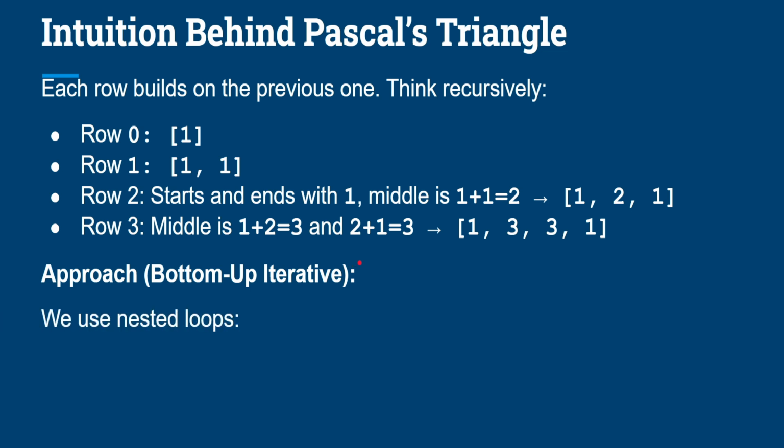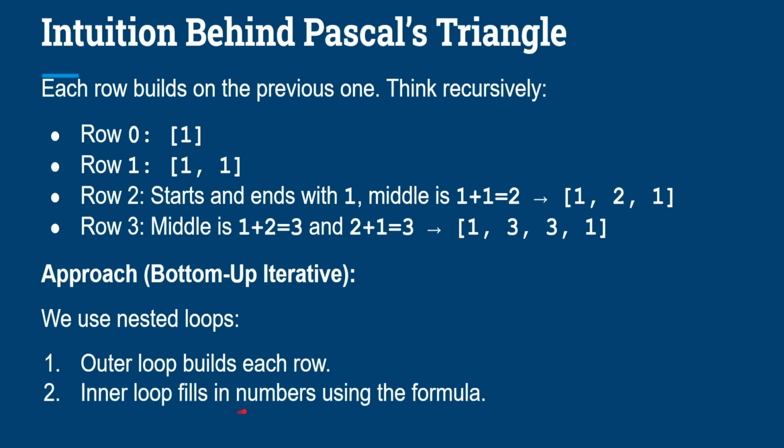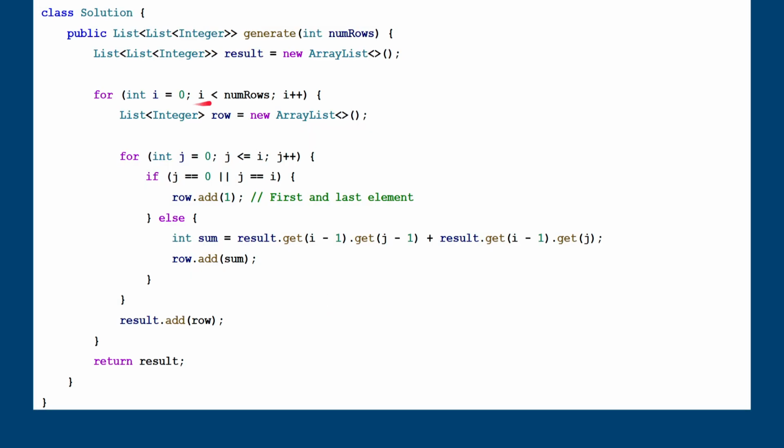So if we try the bottom-up approach, in the iterative way, we use the nested loop, right? The outer loop will build each row, and the inner loop will fill the numbers using the formula that we have seen. So let's understand through the code.